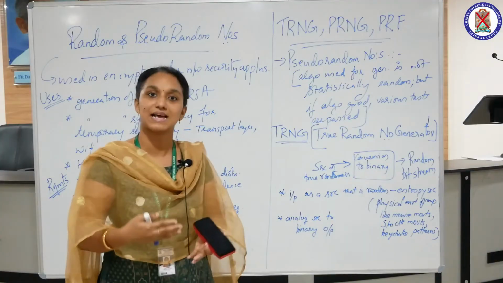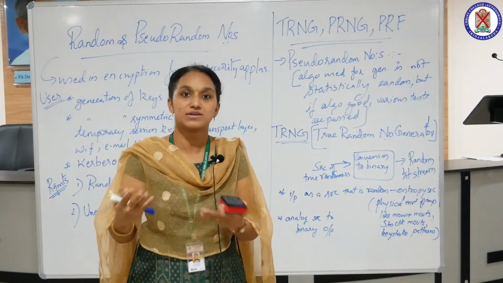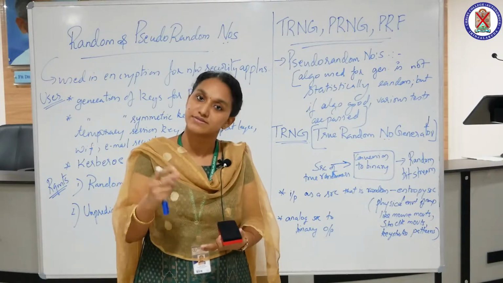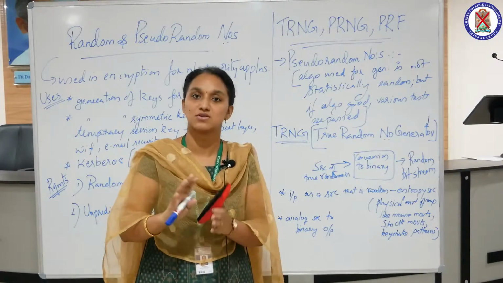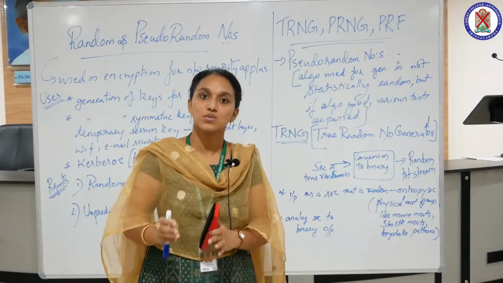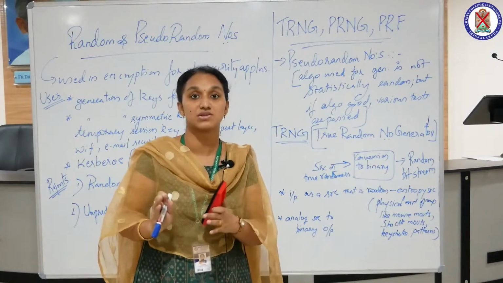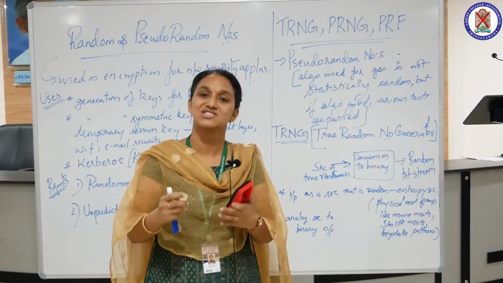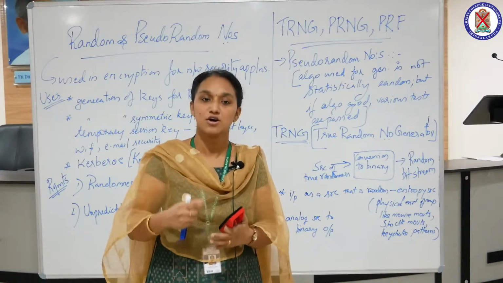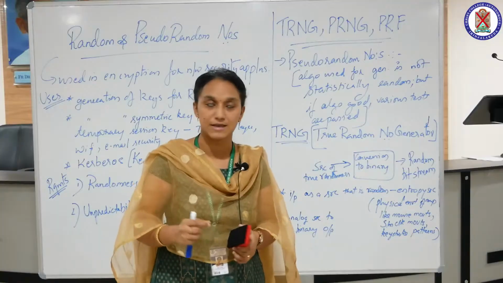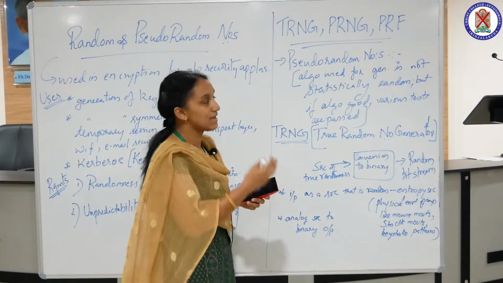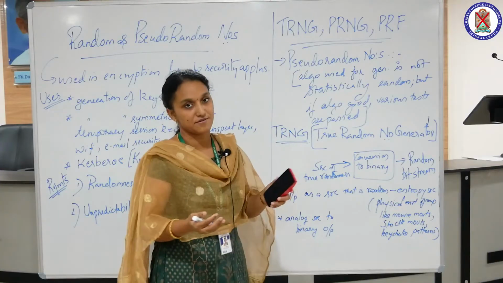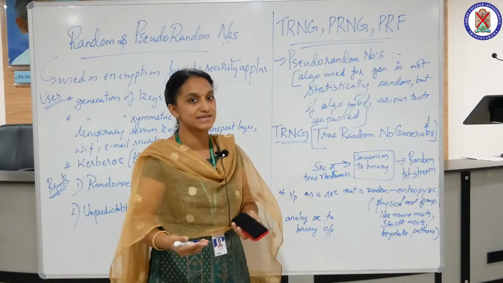Now we know what a random number is, what its uses are, and on what basis we say a number is random. So the basic requirements are also satisfied, right? Now we have mainly three functions or generators which most algorithms use to generate their random keys or random numbers. The three of them are TRNG, PRNG and PRF. We'll be learning in detail.